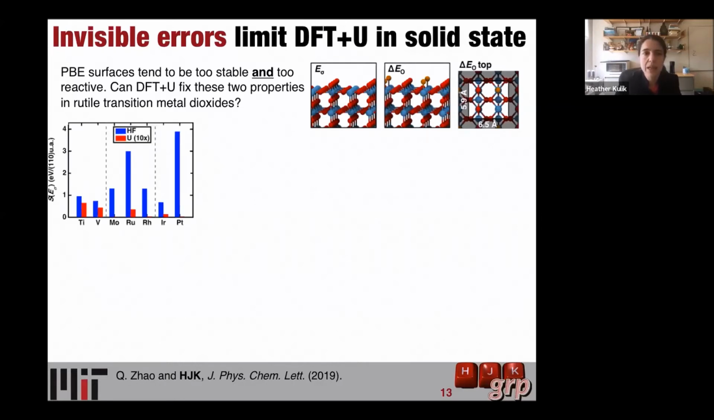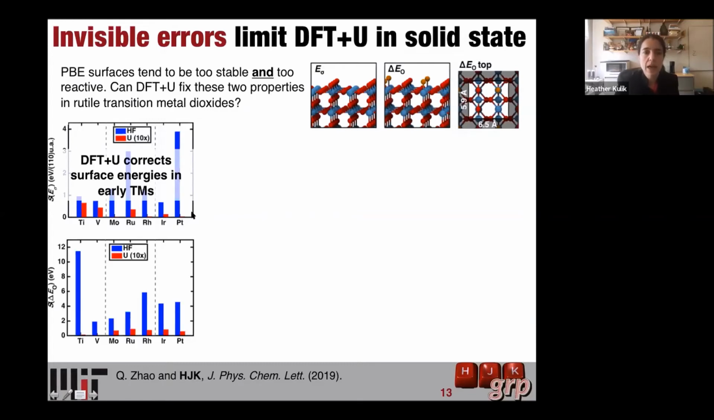What's interesting is I'm showing here hybrid tuning, and this is the sensitivity versus DFT+U tuning, and what you can conclude is for early to late transition metal dioxides, DFT+U will correct some of the surface energies in the early transition metals, but it fails to correct it. The bars are way too short in the later transition metals. And then if you look at adsorption energies, DFT+U will shift the PBE adsorption energies in the late transition metals, but not in the early transition metals.